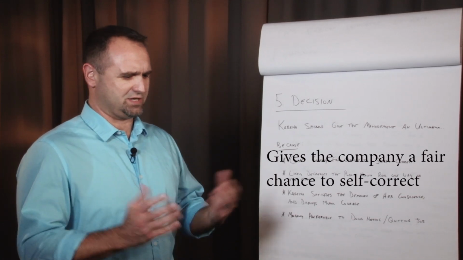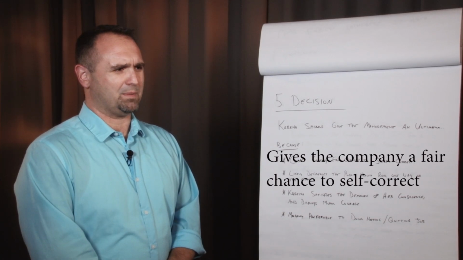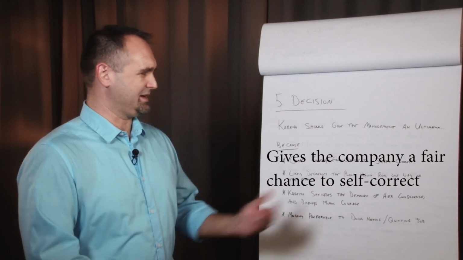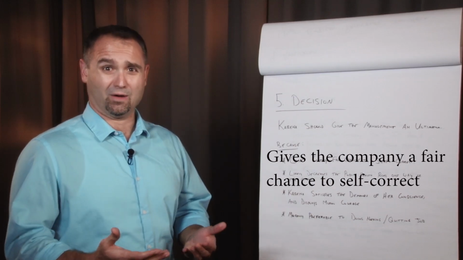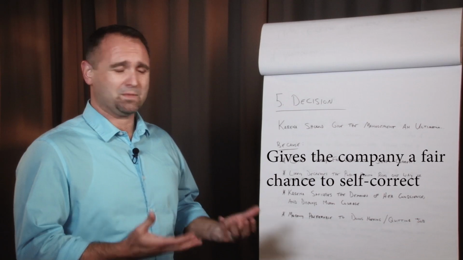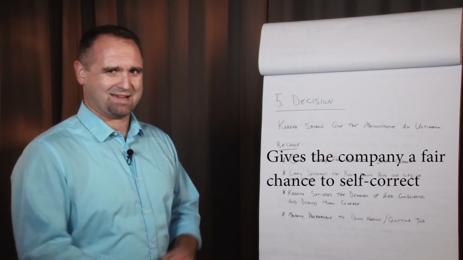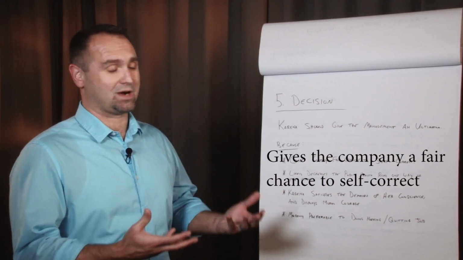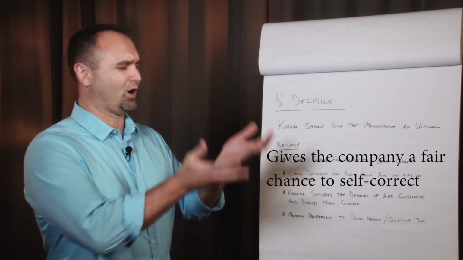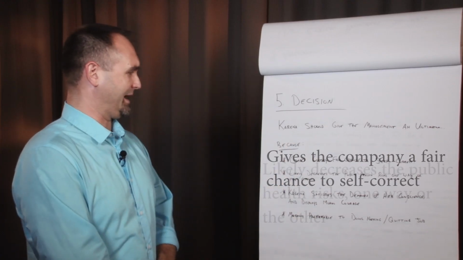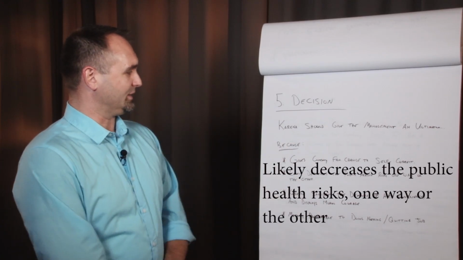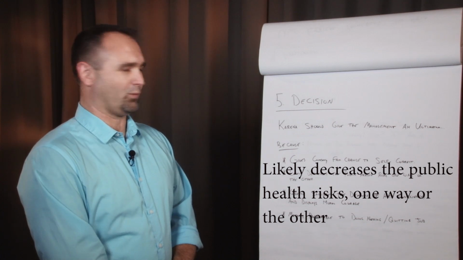Right up to this point, she has knowledge that they're doing wrong, but they haven't yet had the opportunity to be shown their error and try to fix it on their own, which is typically a pretty good first step when we notice wrongdoing, or if we're trying to educate someone: show them what they're doing wrong and then allow them the opportunity to self-correct. This likely decreases public health risks one way or the other.